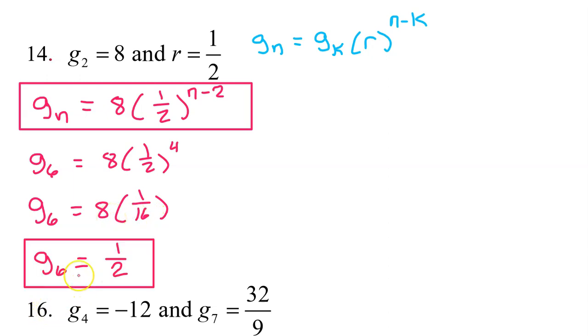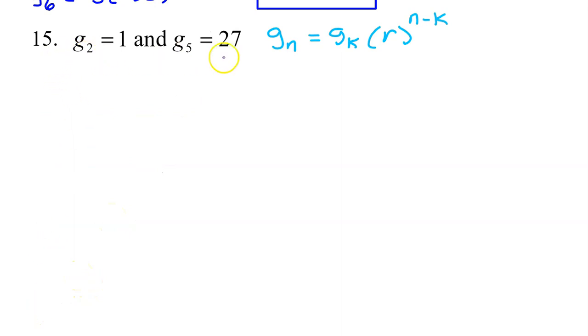That's it for number 14. For number 15, we are not given the common ratio. So let's plug in G2 and G5 so we can find that common ratio r. I'm going to put G5 in the front. I always start with the larger subscript.